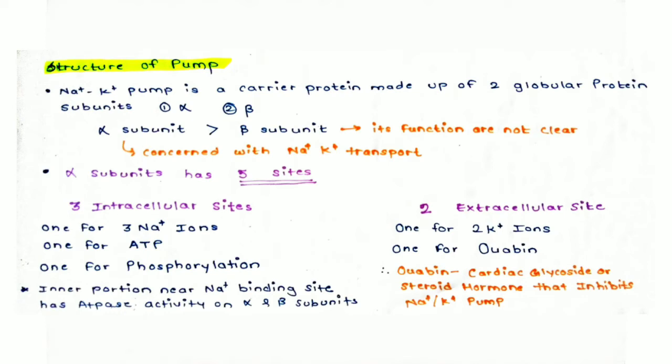The alpha subunit has 5 different binding sites, 3 on its intracellular side and 2 on its extracellular side. From the 3 intracellular binding sites, one is for the 3 sodium ions, one is for ATP, and one site is reserved for phosphorylation. From the 2 extracellular sites, one is for the potassium ion and the other is for ouabain, a steroid hormone that inhibits the sodium potassium pump.